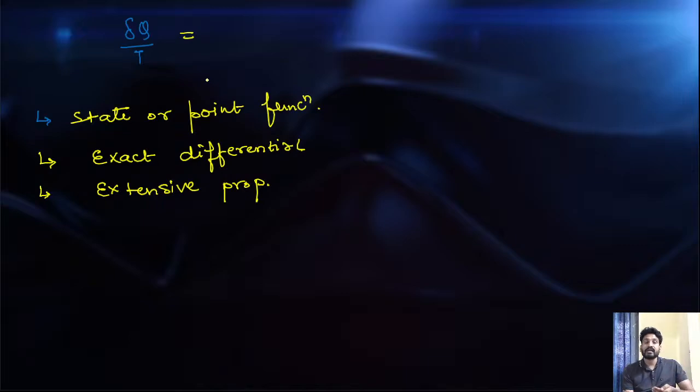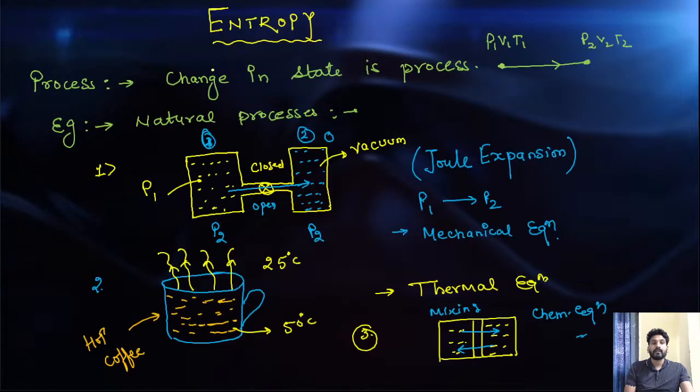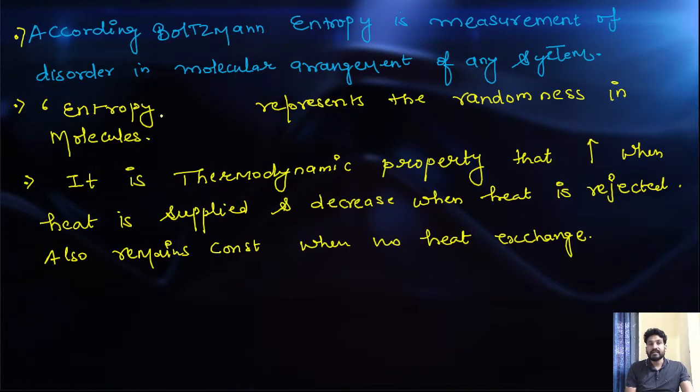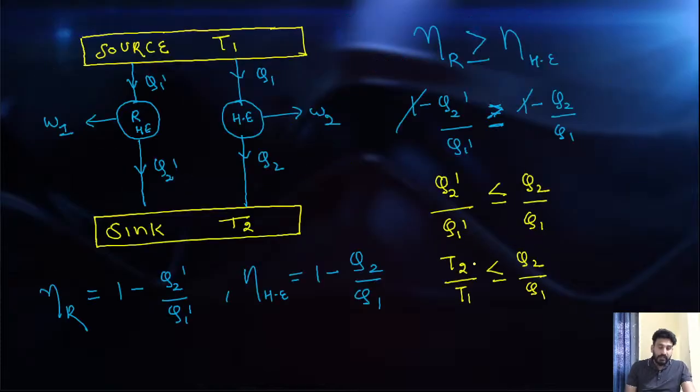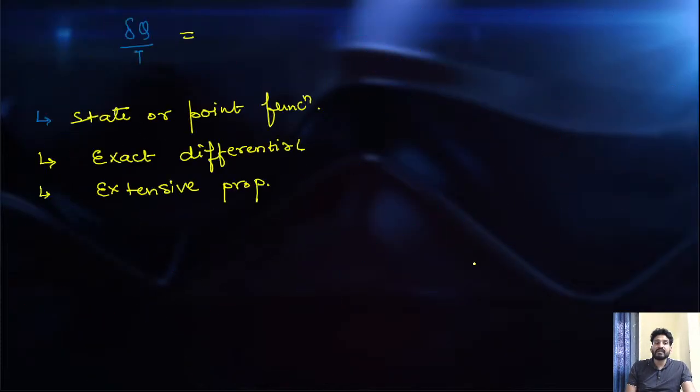All the things are matching with a property which we defined earlier. That is my entropy. It is my thermodynamic property. If it is a thermodynamic property, all the properties are point functions first. Also, it is increased by the supply of heat and decreased by the rejection, or it will remain constant with no heat exchange. So all these things are matching with the entropy. So this ratio will be termed as entropy. Del Q over T is equal to the change in the entropy.